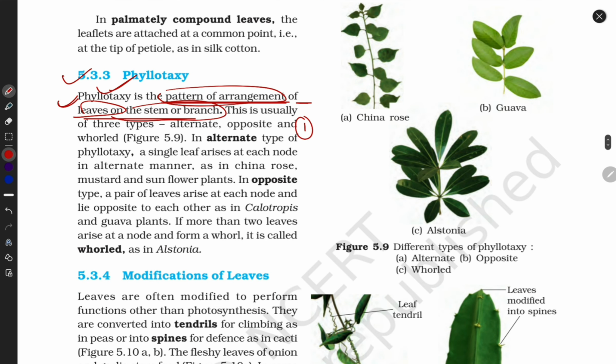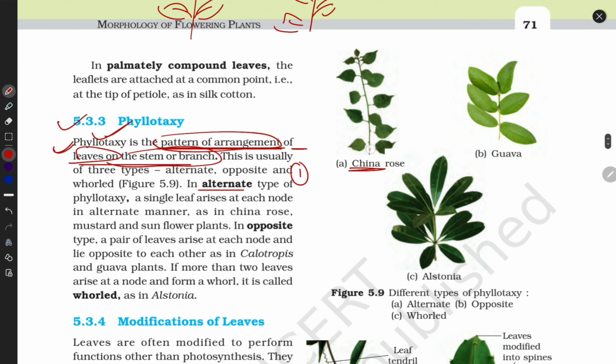First, guys, is alternate. Example is China rose. One leaf is present here, then one is here, one is here, one is here, one is here. Zigzag manner. The example is what? China rose. This is the central axis and they are present in a zigzag manner. Zigzag manner.